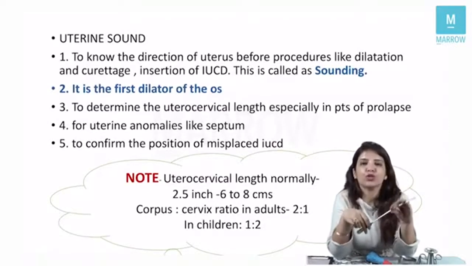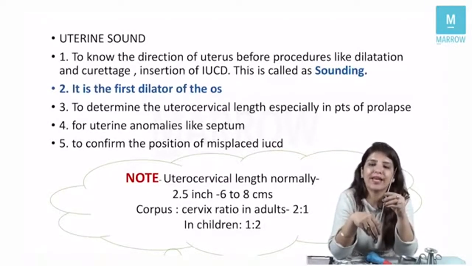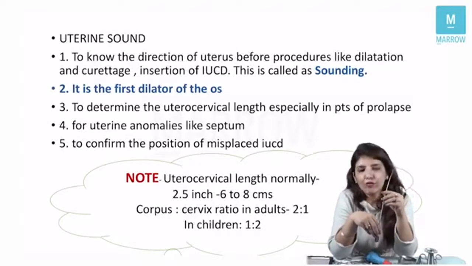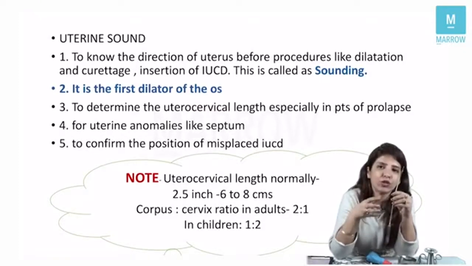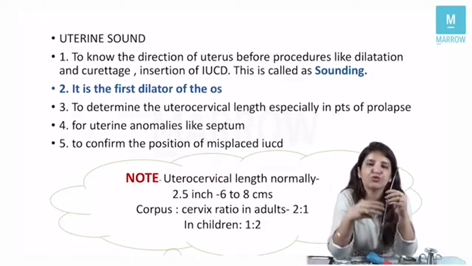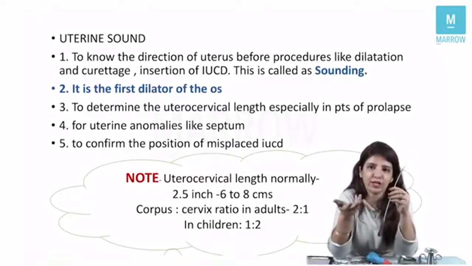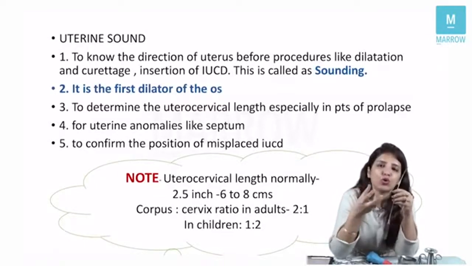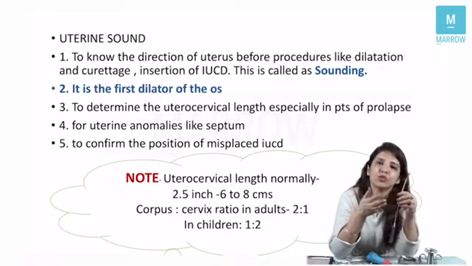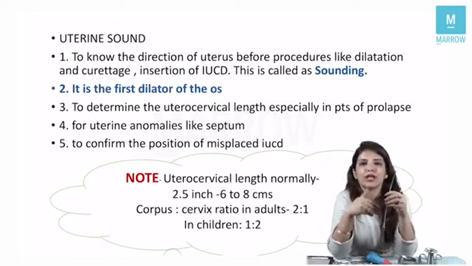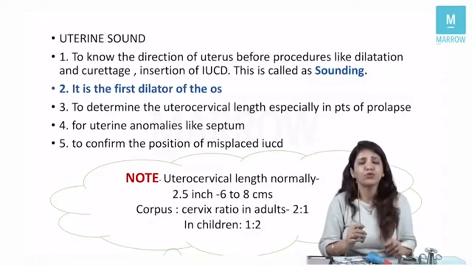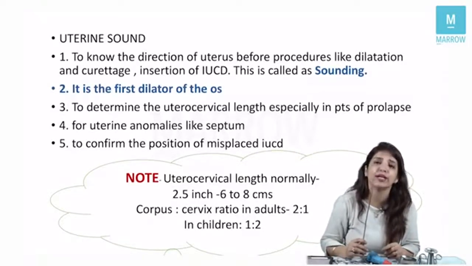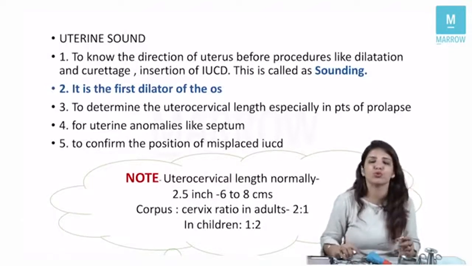Now, apart from this, a uterine sound can help you to locate a misplaced IUCD. If an IUCD is misplaced and you want to see whether it is inside or outside the uterus, you put a uterine sound and then get an X-ray done. If the IUCD is close to the uterine sound, you know that yes, it is within the uterus. If it is far, then it is outside the uterus. Apart from that, a uterine sound can help you detect uterine anomalies like a septum inside the uterus, right? So these were the uses of a uterine sound.